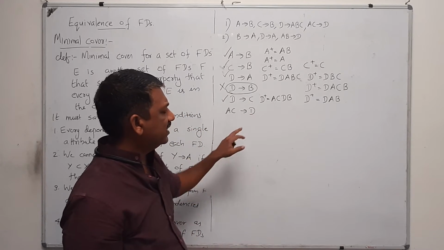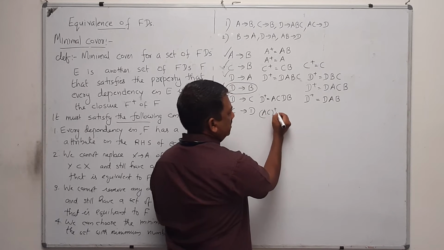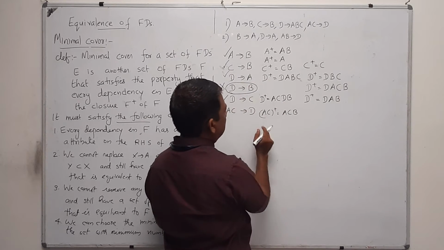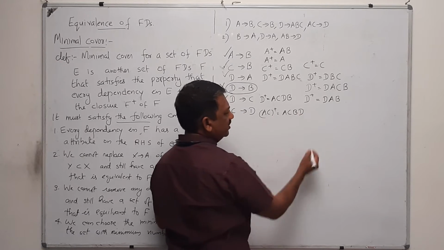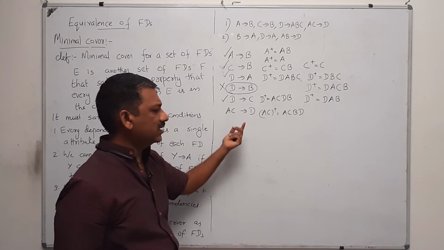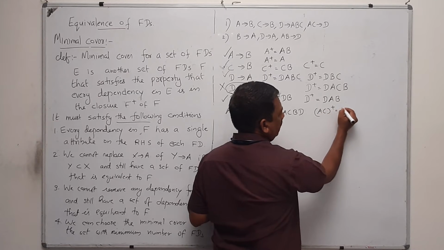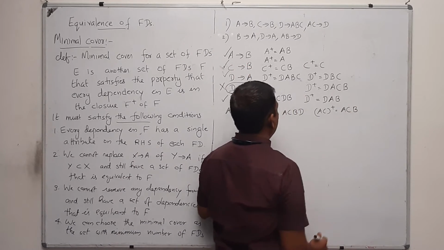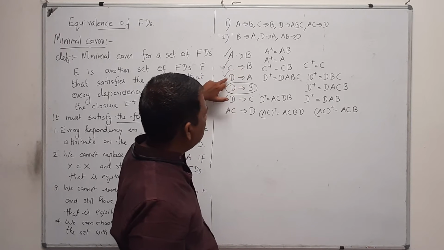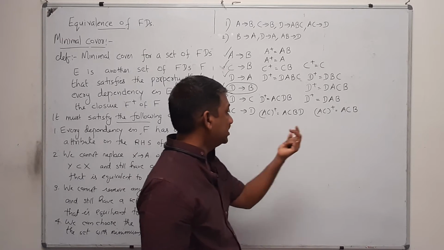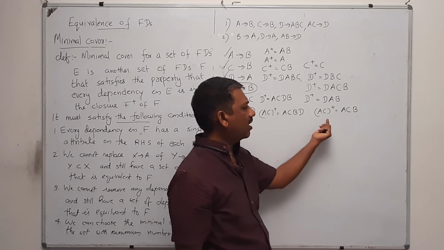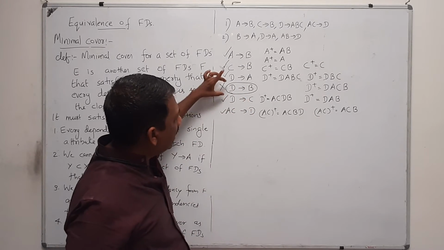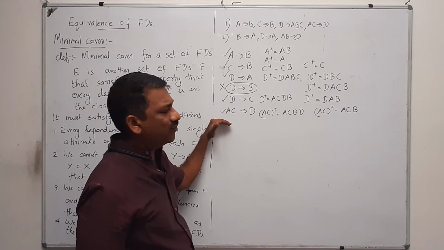Okay. Now AC determines D. You are finding out AC plus, which is AC. Then A determines B, C determines B, AC determines D. So after removing AC determines D, you are finding out AC plus, which contains AC, and after that A determines B and C determines B, so ACB. That means after removing AC determines D, you have only ACB in the closure of AC plus. So there is no possibility for removing this. So you can remove D determines B from the set of functional dependencies.